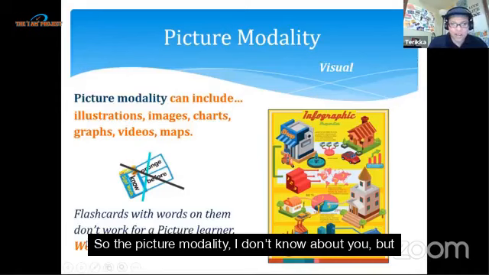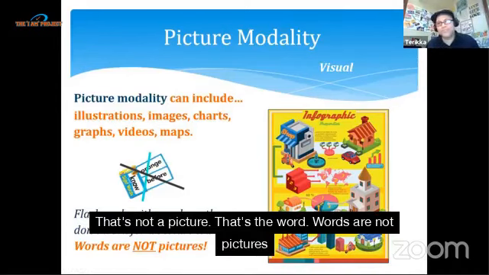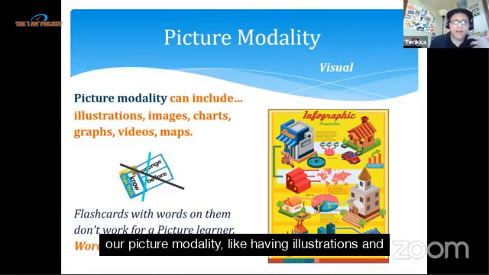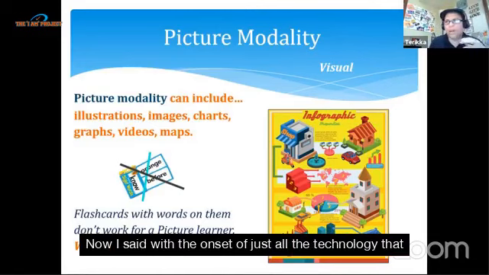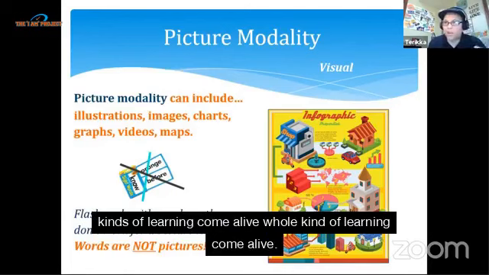So the picture modality. I don't know about you guys, but have you ever seen the flashcards that have words on it? That's not a picture. That's a word. Words are not pictures. So we want to make sure that if we have a kid who's in our picture modality, we have illustrations and images and charts or whatever. And now, like I said, with the onset of all the technology and devices that we have, we can make all kinds of learning come alive.